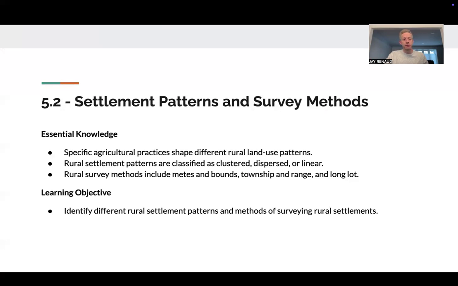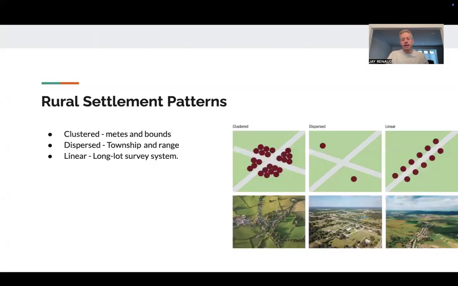All right, topic 2, settlement patterns and survey methods. I try and simplify this one as easy as possible. We need to know metes and bounds, we need to know township and range, and we need to know the long lot survey system. For metes and bounds, clustered, irregular settlements. Township and range, dispersed, grid. Long lot system, linear, and rectilinear as well.